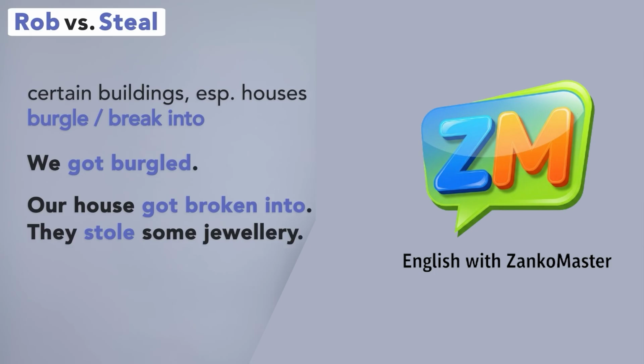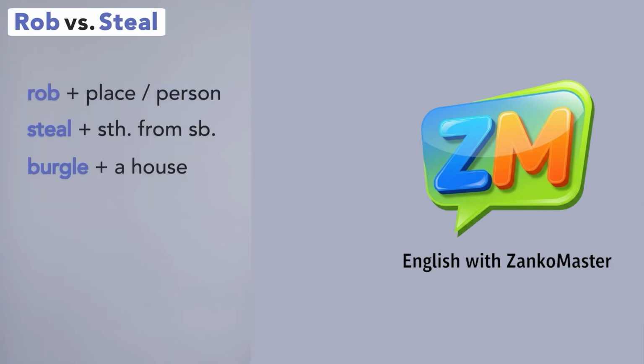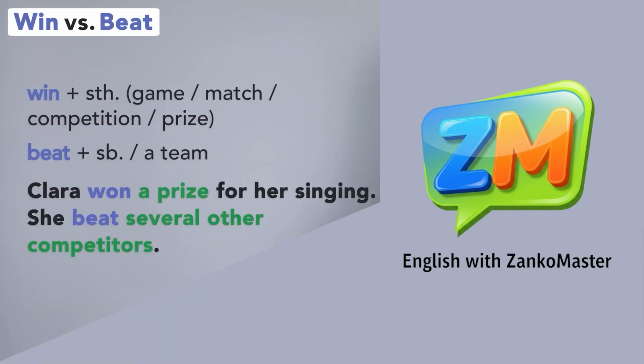They stole some jewelry. So remember, the most common collocations are rob a place or a person, and steal something from somebody, and burgle a house. Okay, our next pair of verbs are win and beat. Here's the difference. You win something. You win a game, a match, a competition, a prize, but you tend to beat someone or a team.